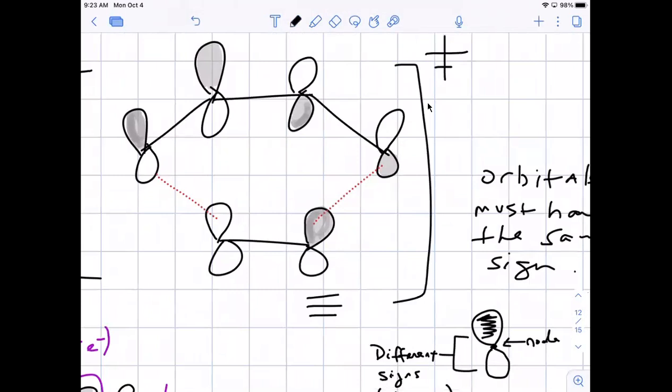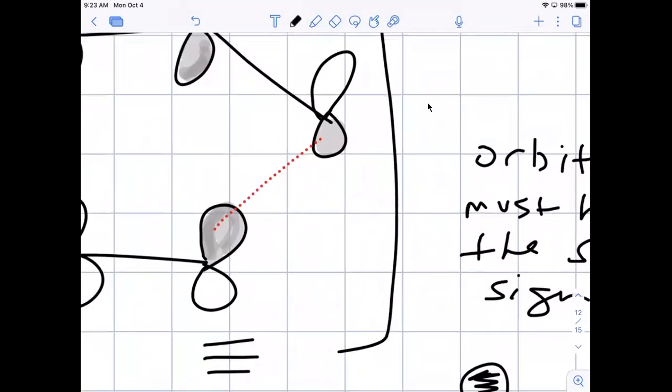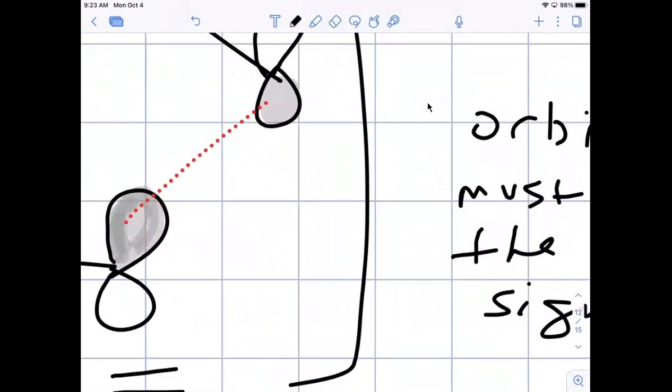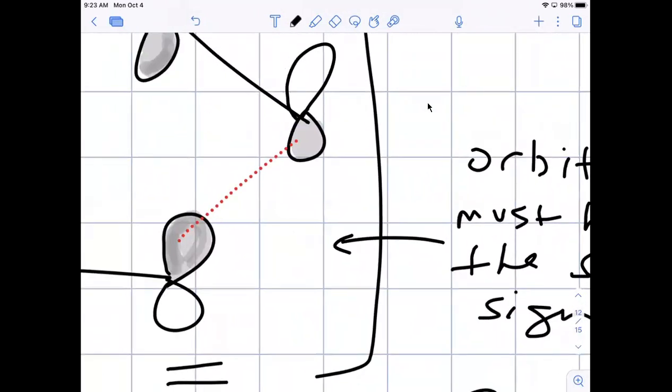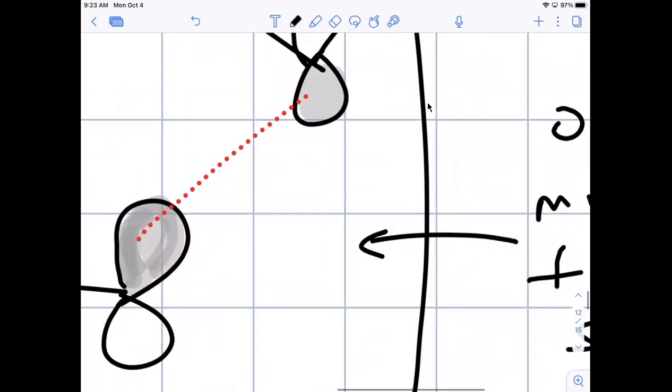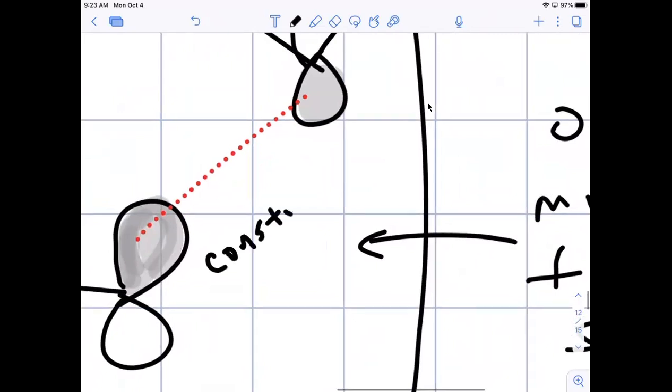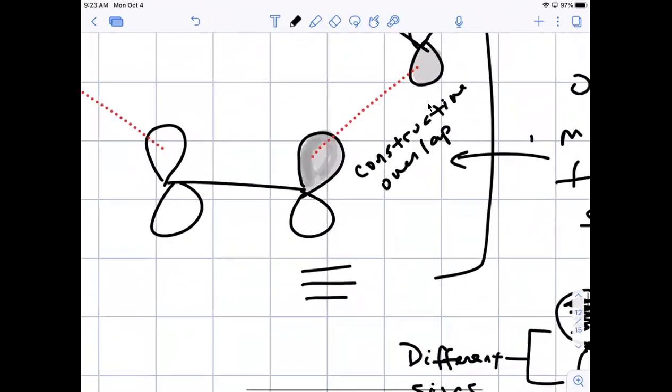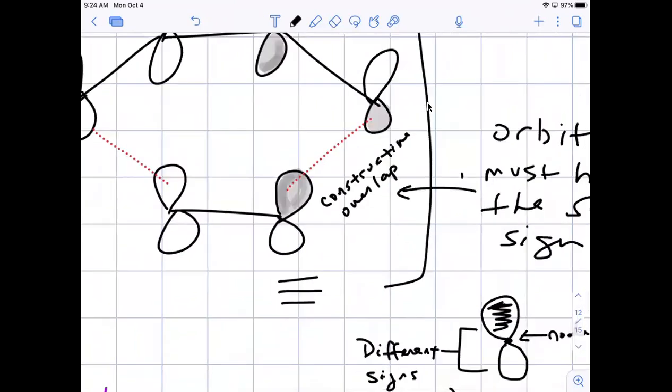Yeah. And you're right. These orbitals again, they've got to have the same sign in order for them to overlap properly. Those two have to be shaded, or if the other one was unshaded, then they both have to be unshaded. This is what you call constructive overlap. When the orbitals have the same sign, they can overlap and they add together.